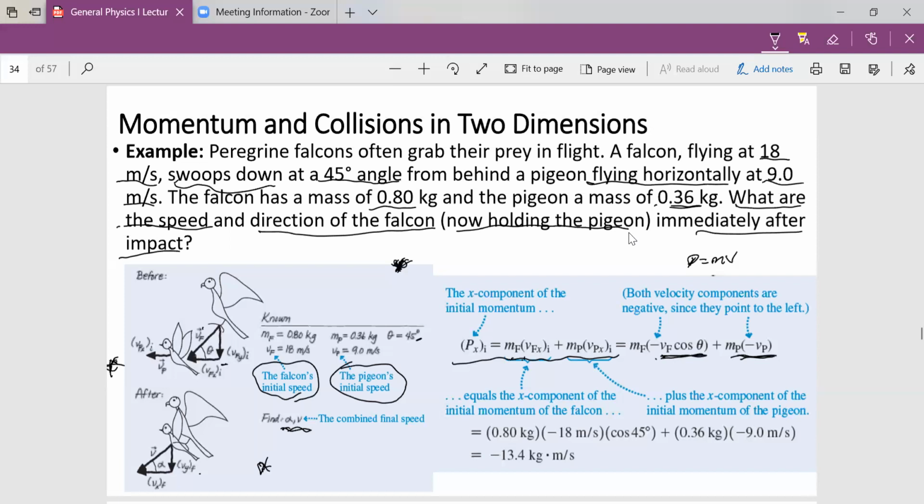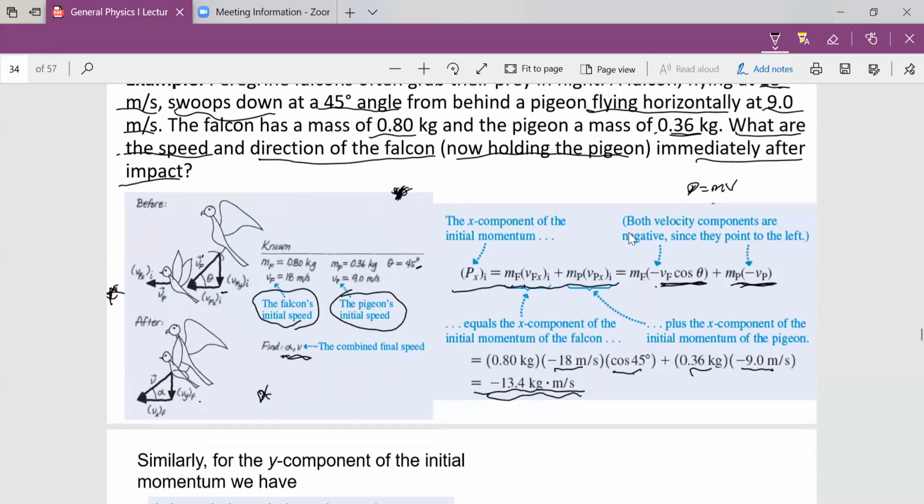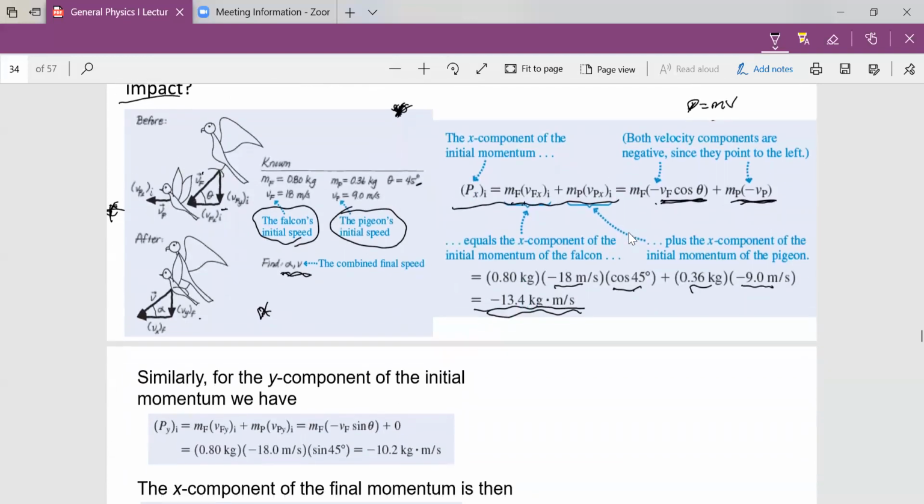If we now put in our parameters provided, the mass and VF that was given in the question, but now carrying negative because of the direction, cos 45, because that angle is given, plus the mass of the pigeon and the initial velocity of the pigeon. So we'll have the value for the initial momentum to be this in the X plane. Okay, so we will also do a similar thing for the Y plane.